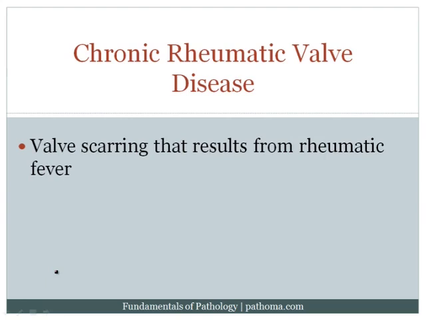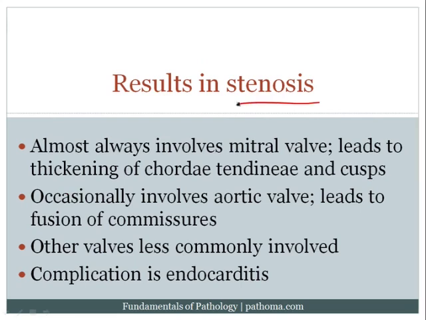And chronic rheumatic valvular disease is basically scarring that occurs from a bunch of acute attacks. This scarring will result in stenosis, which means that you're going to tighten the valve and make it difficult to push anything through it. And it almost always involves the mitral valve. Now let's go back and remind ourselves that acute rheumatic fever basically involves the mitral valve. And then if it's going to involve another valve, it'll involve the aortic beyond that. And so, of course, the chronic disease will also almost always involve the mitral valve. It'll lead to thickening of the chordae tendineae and the cusps. And eventually that, of course, is going to produce stenosis.